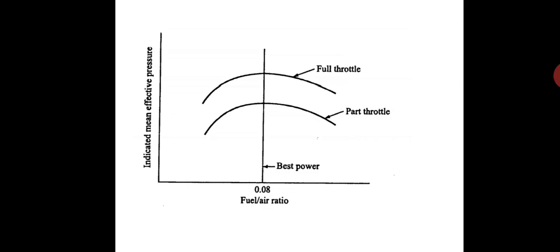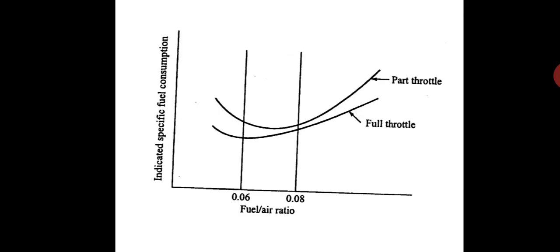First, mixture requirement for maximum power. You can see in this figure the effect of fuel air ratio on the indicated mean effective pressure at full throttle and part throttle conditions. The maximum indicated mean effective pressure occurs at fuel air ratio of about 0.08 for gasoline, which is a little more than the chemically correct amount of the fuel.